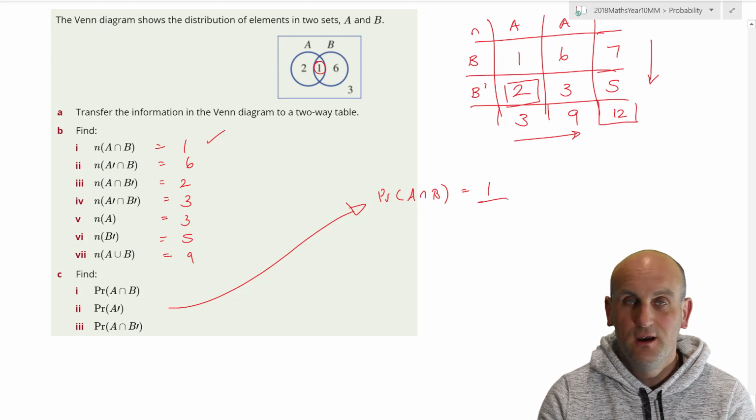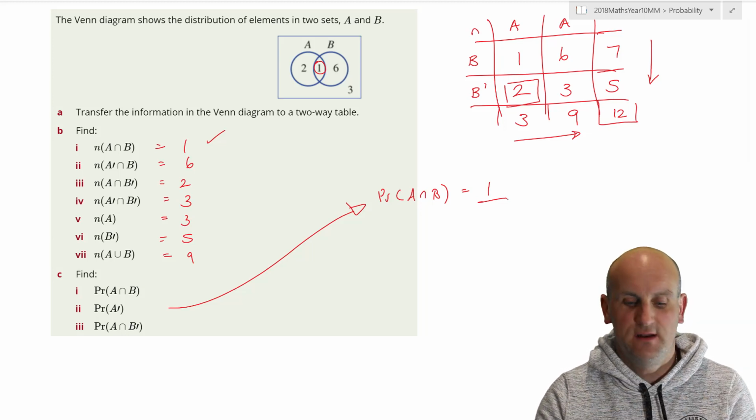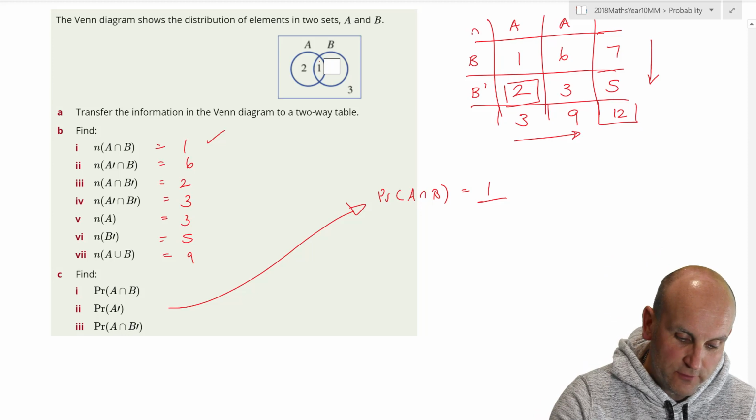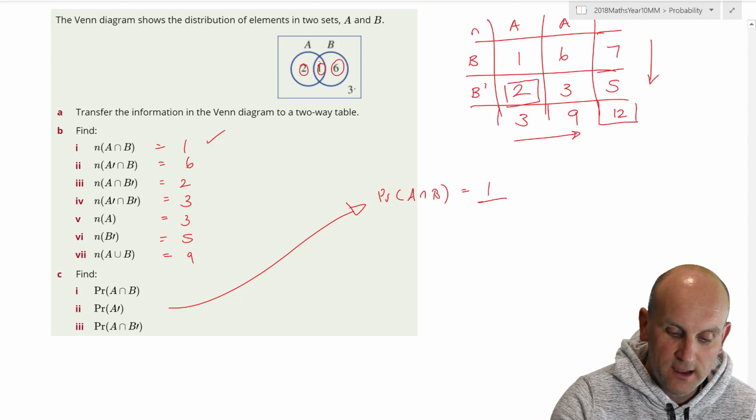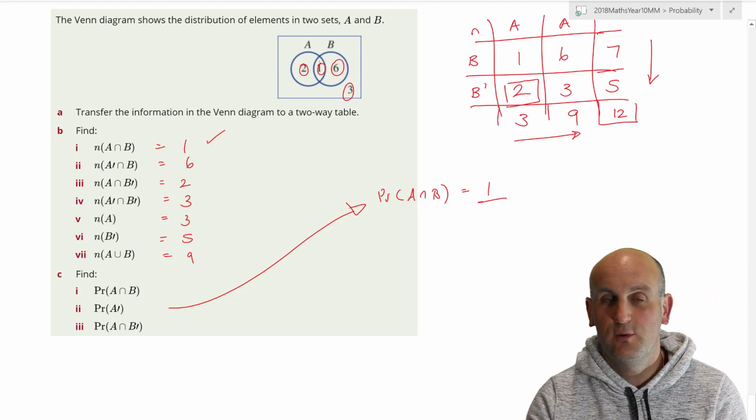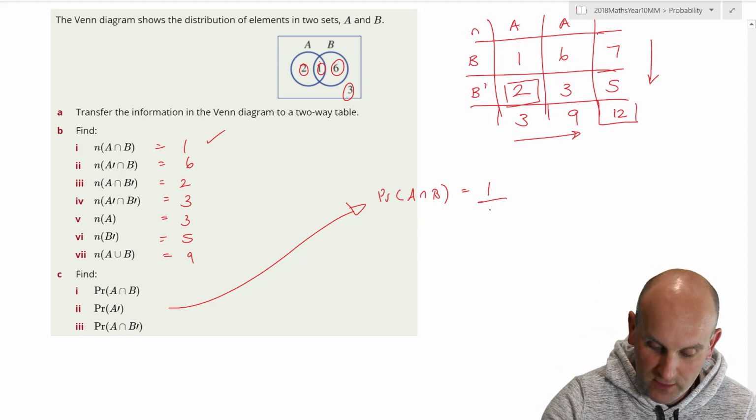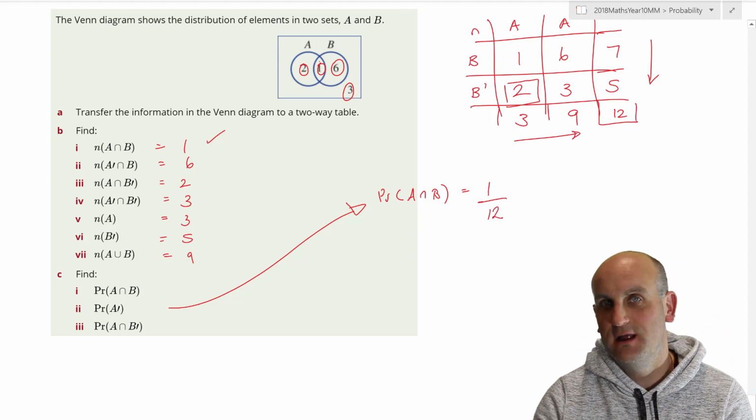How do we work that out? Well, you add all the numbers together in that Venn diagram. So what do we have? We've got 2, 3, 9, 10, 11, 12. There are 12 elements in there. So I've got 1 in the intersection and 12 in total.